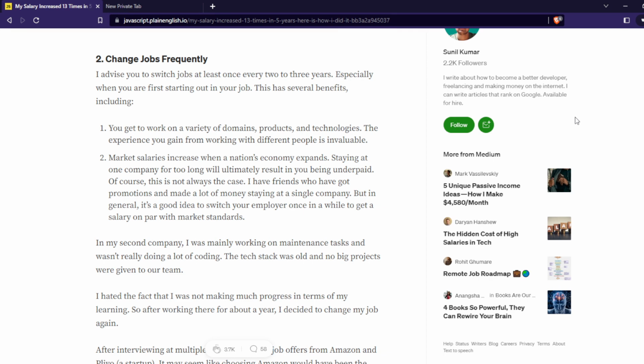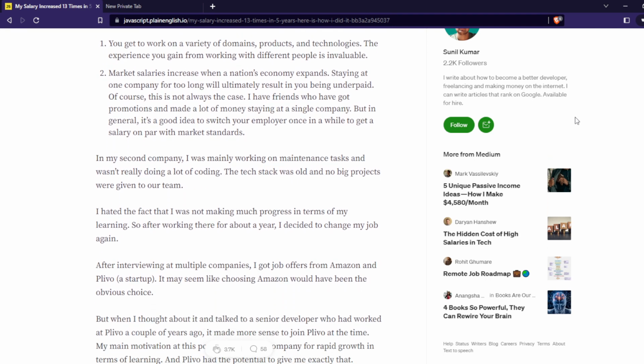Of course, this is not always the case. There are people who have got promotions and made a lot of money staying at a single company, but generally it is good to switch your employer once in a while to get a salary at the market standard.